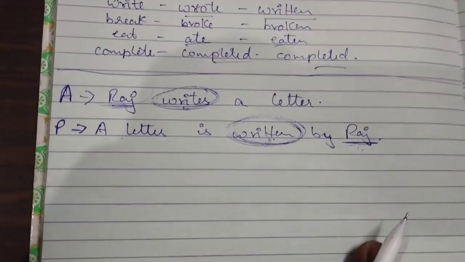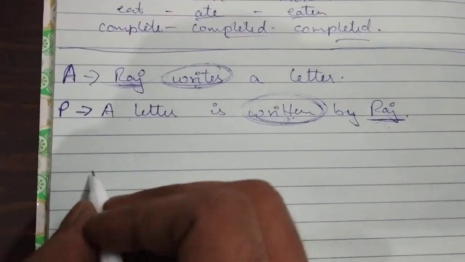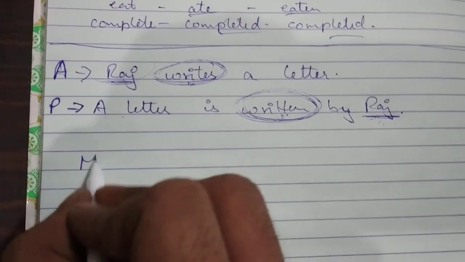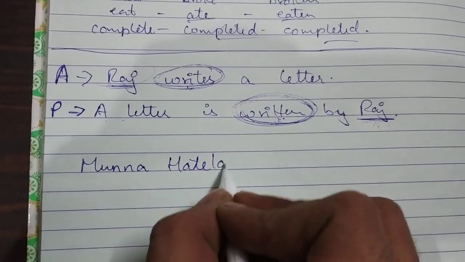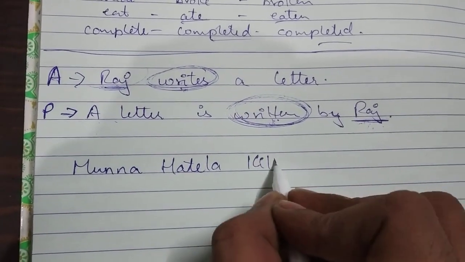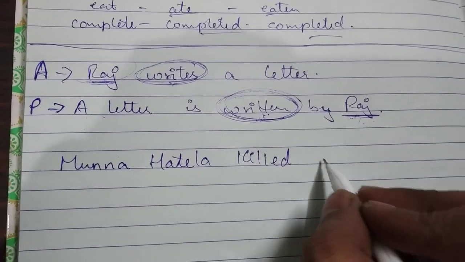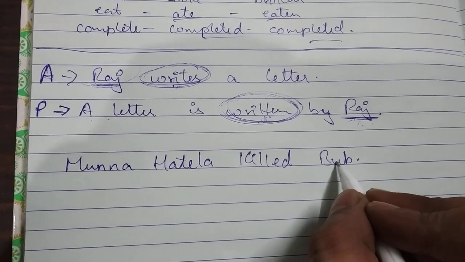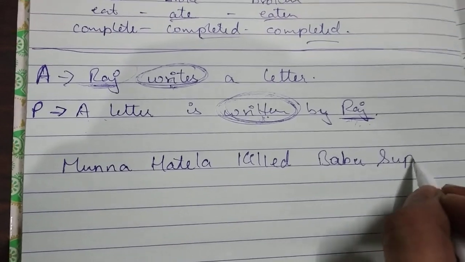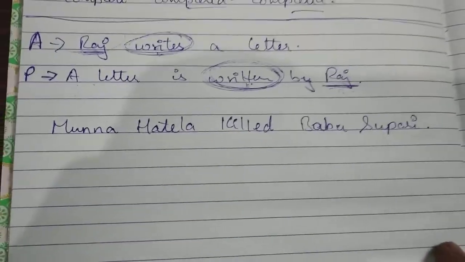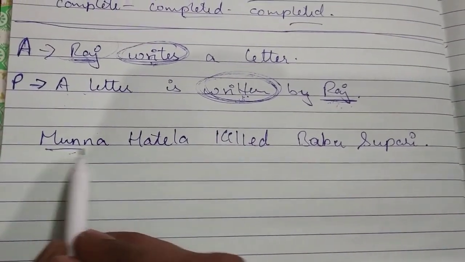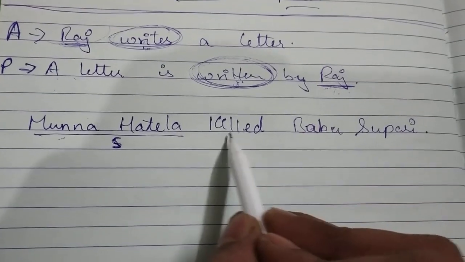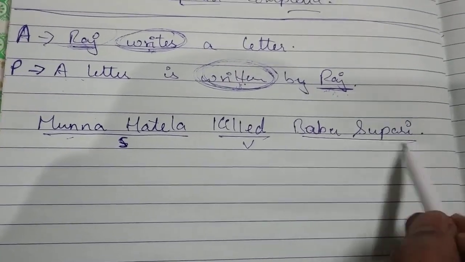Now, let us understand what is active and what is passive. Clear? Now, let me give you one more example. Okay. Now, see here. Let me give you one example of your type. Munna Hatela killed Babu Supari. Now tell me, what is the subject over here? Munna Hatela. Which is the verb? Killed. What is the object? Babu Supari.